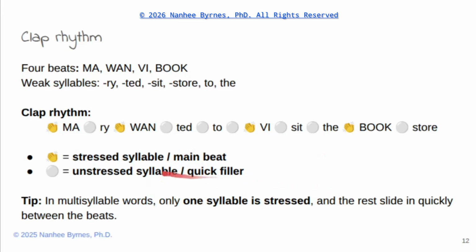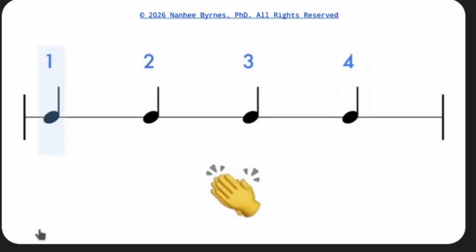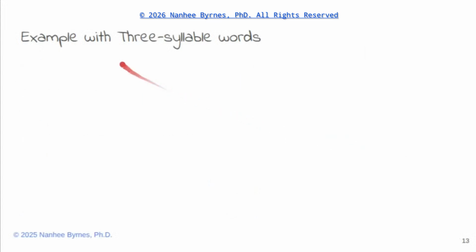So I say, Mary wanted to visit the bookstore. Yes, Mary wanted to visit the bookstore. Dr. Byrnes, could we try sentence stress with 3-syllable words? Of course. Here's an example sentence. Jennifer decided to celebrate her birthday.